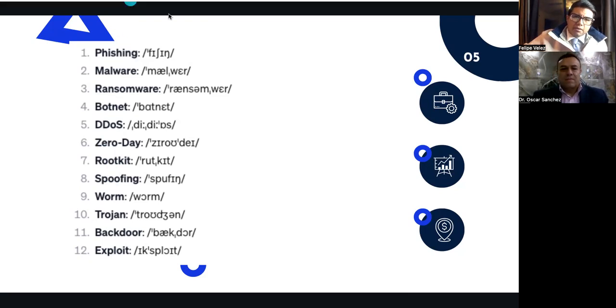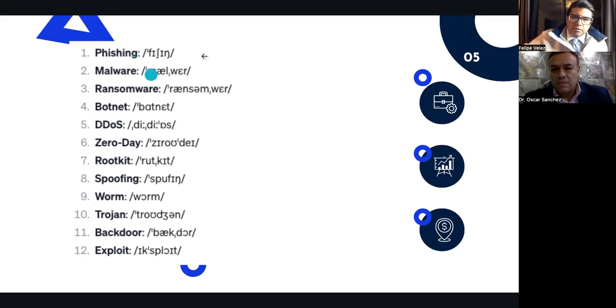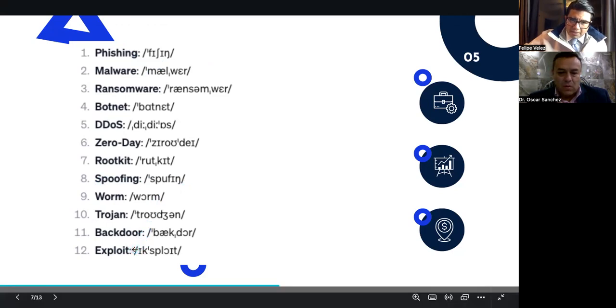Again, phishing. Malware. Ransomware. Botnet. DDoS. Zero day. Rootkit. Root, double O, so we pronounce it rootkit. Spoofing. Worm. Trojan. Backdoor. Exploit. Very good.